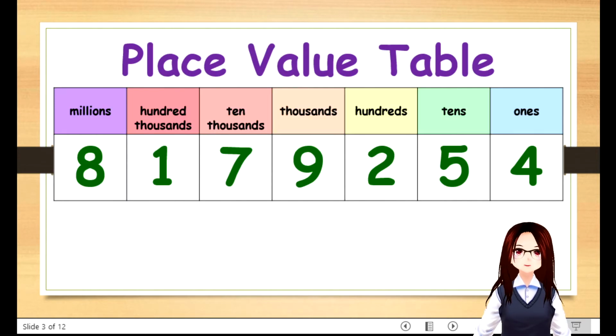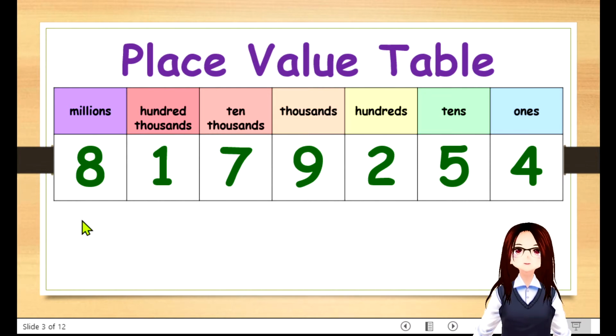Now we have our place value table. And we have our place values here. Ones, tens, hundreds, thousands, 10,000s, 100,000s, and millions. So we have a number here. Can you read this number or guess this number?